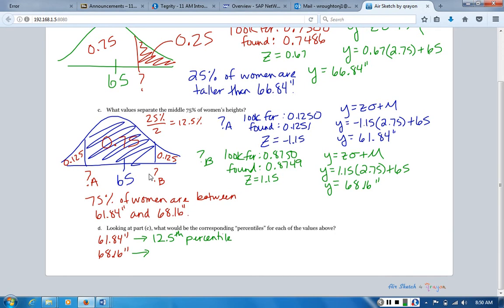And if I look at this one, how much is to the left of it or below it is the 0.875. So this is the 87.5th percentile. What you'll actually notice is the number that you look for in the table is actually the percentile of the number you're looking for, because that's how much is below it.